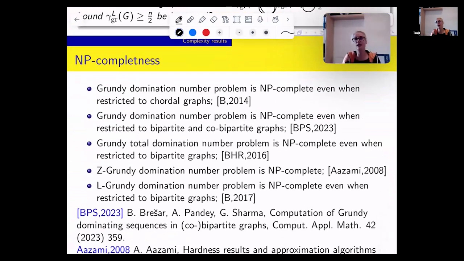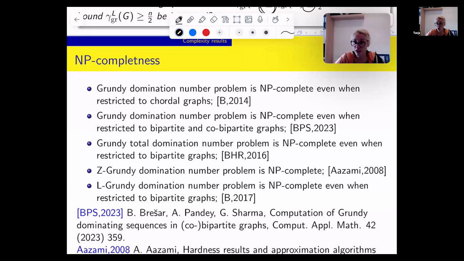It is known that Grundy domination number problem is NP complete even when restricted to chordal graphs and to bipartite and co-bipartite graphs. And this was just recently proved by Brešar, Pandey, and Sharma. And it is known that Grundy total domination number problem and L-Grundy domination number problem are both NP complete even when restricted to bipartite graphs.